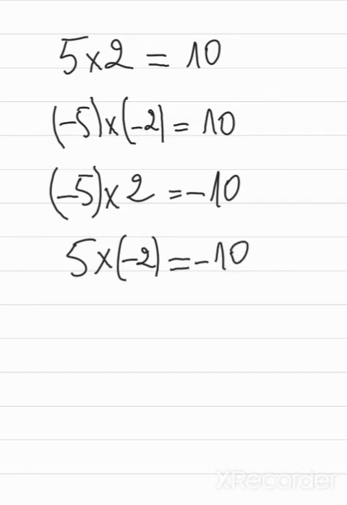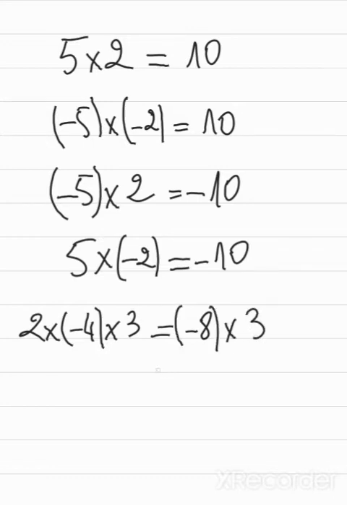What if we have three numbers? 2 times minus 4 times 3. We can start by multiplying the first ones. It's negative 8 times 3. And here we have two numbers, they disagree in sign, it's negative. The product of the absolute values is 24.